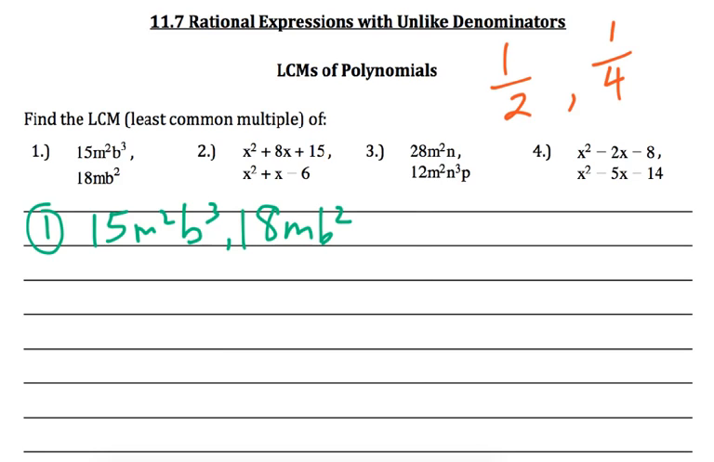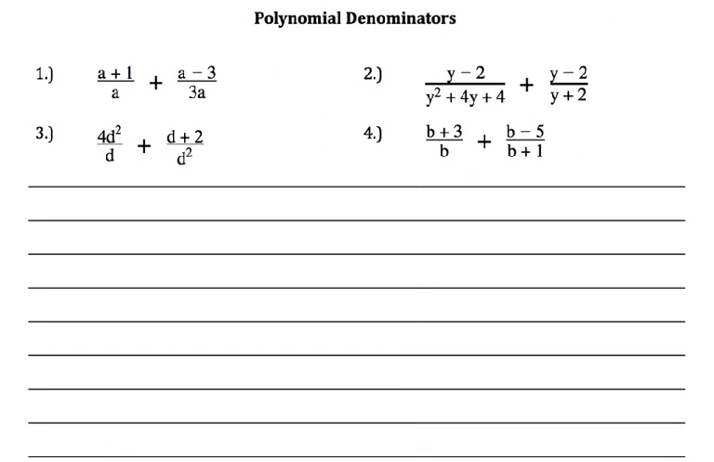Rational expressions, but here we're going to have unlike denominators. So these notes start off with how to find the least common multiple of polynomials. When you think about why you would need to do this, it's because to put problems like this together, you'll need common denominators.